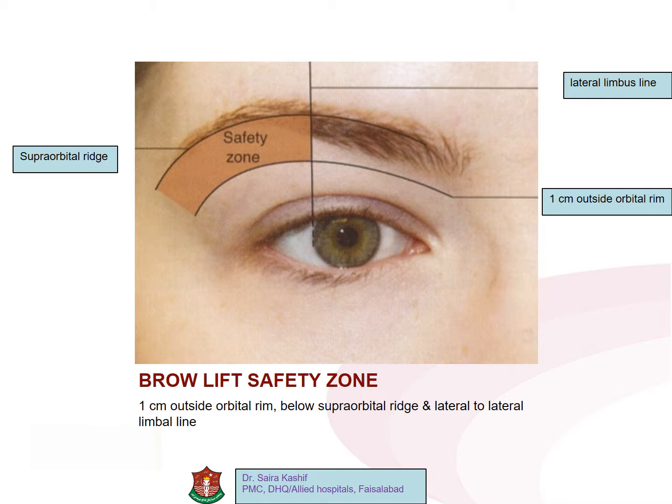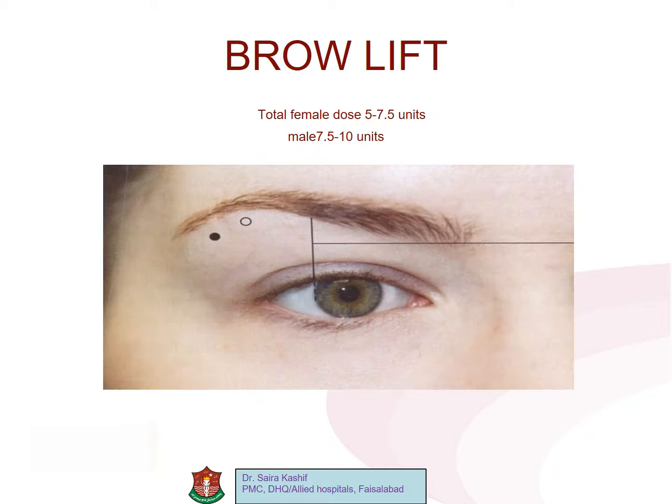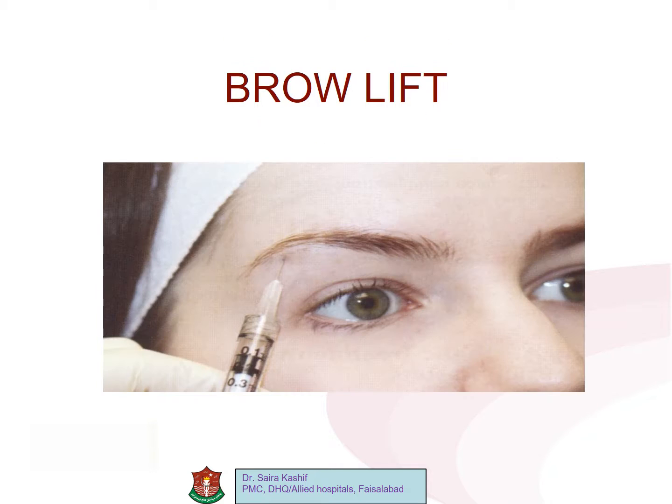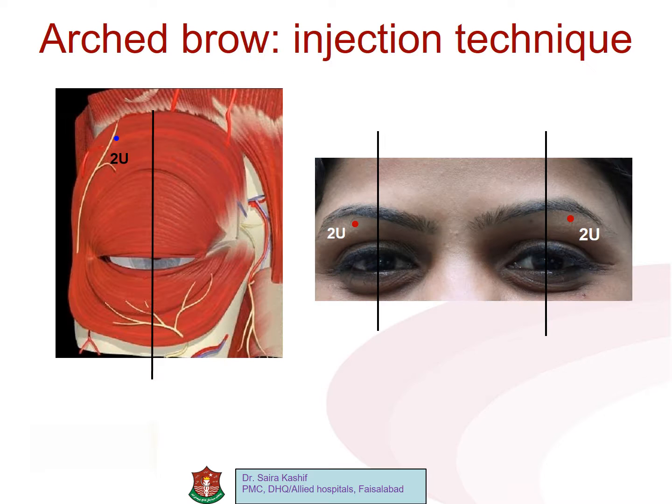So, what is the safety zone area for the brow lift? This is the safety zone. Stay away from the lateral limbus line and stay 1 centimeter outside the orbital rim. The initial recommended dose for female is 5 to 10 units and in male 7.5 to 10. Here you are going to inject this part, the superolateral part of the orbicularis oculi.